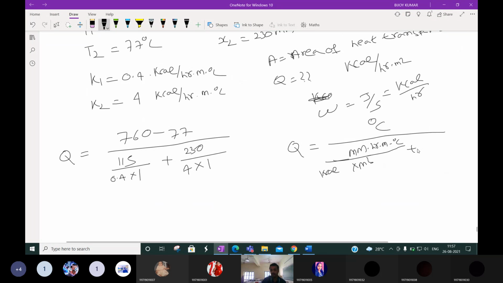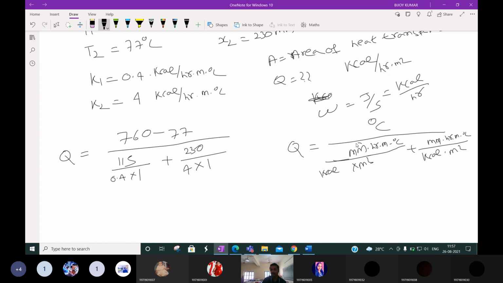Plus here also X is in mm. Thermal conductivity is kilocalorie per hour into meter into degree centigrade, and area is meter square. You can see here degree Celsius, meter square, and here meter is there, but here mm is there. Mm is a unit of length, meter is also a unit of length. So here two different units are there.